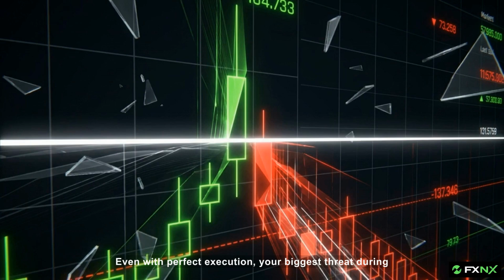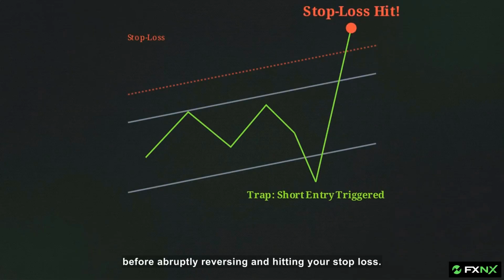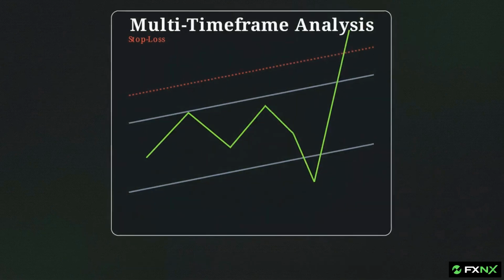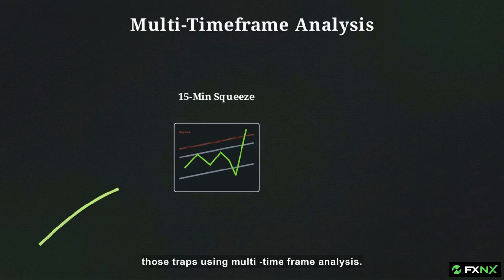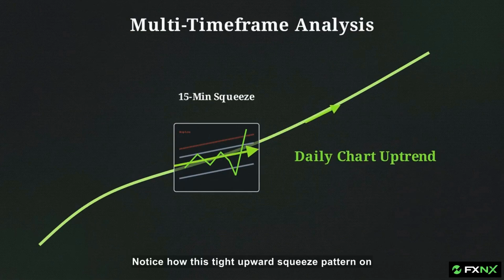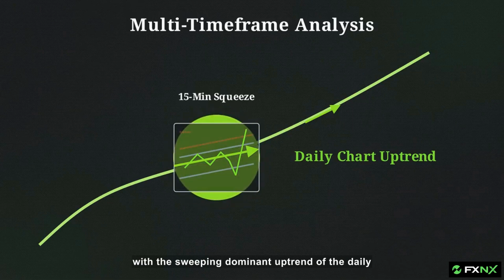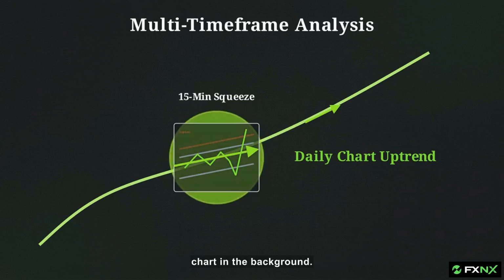Even with perfect execution, your biggest threat during a squeeze is the false breakout, when the price spikes out of the pattern just long enough to trigger your entry before abruptly reversing and hitting your stop loss. You can see here how to defend against those traps using multi-timeframe analysis. Notice how this tight upward squeeze pattern on a 15-minute chart perfectly aligns with the sweeping dominant uptrend of the daily chart in the background.